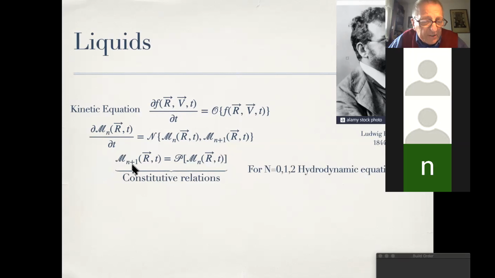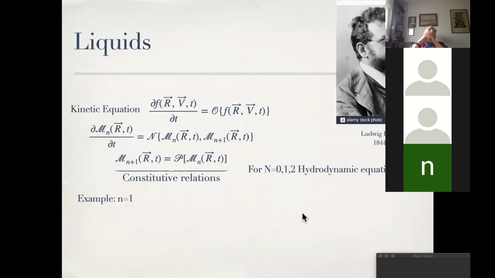When we look at the constitutive relation for low order moments, for n equals 0, 1, and 2, then we relate the density to the velocity and energy. And these are the hydrodynamic equations which we use, for example, to derive the Poiseuille law for liquid flowing through pipes. And I would like now to show you an example.